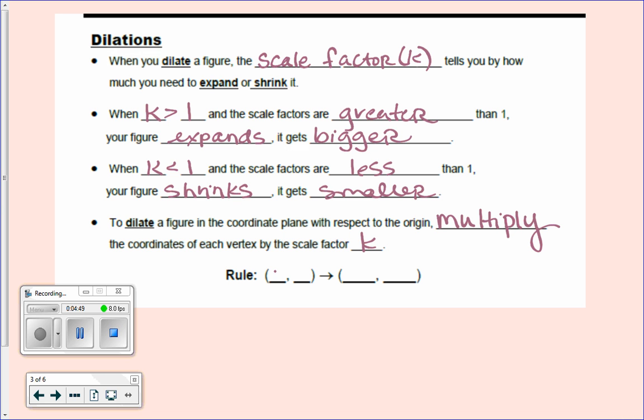So we have our original set of points here, okay? This is our rule. This is how we apply it. What does that mean? Kx. What operation is that? It's multiplication. So we're going to multiply our scale factor by x, multiply your scale factor by your y value, and then you have a new set of points. Okay? And you apply that to all the points to dilate your figure.